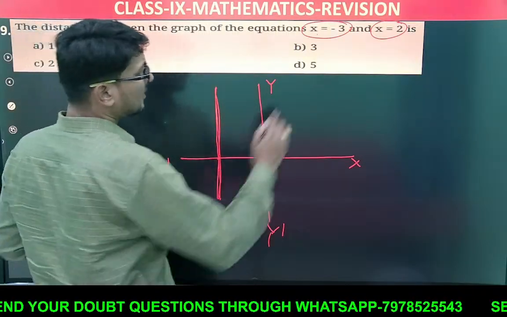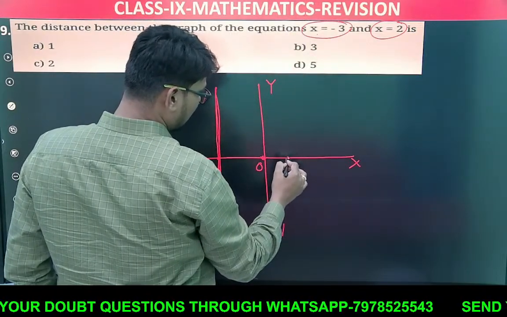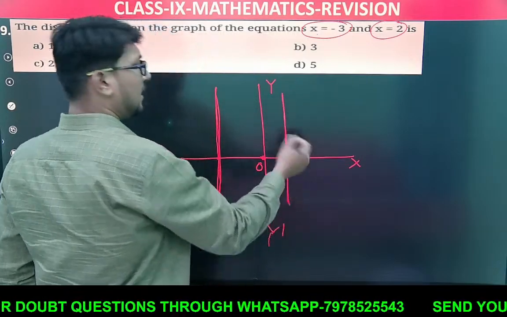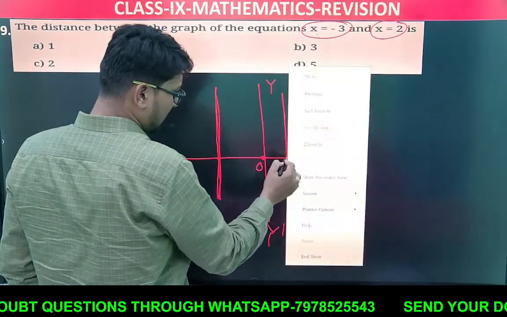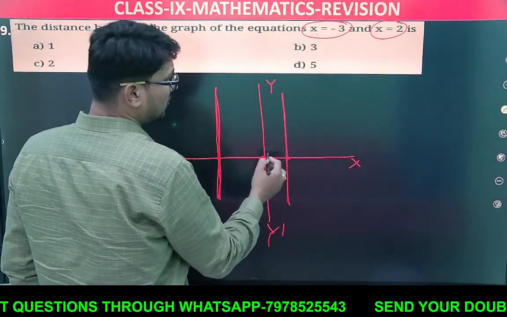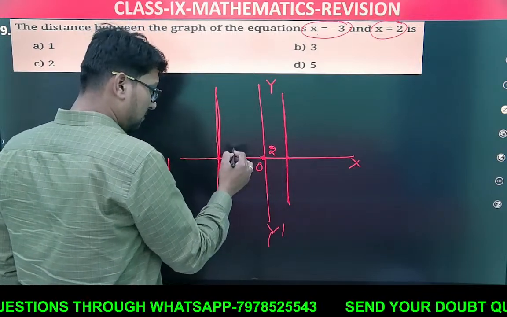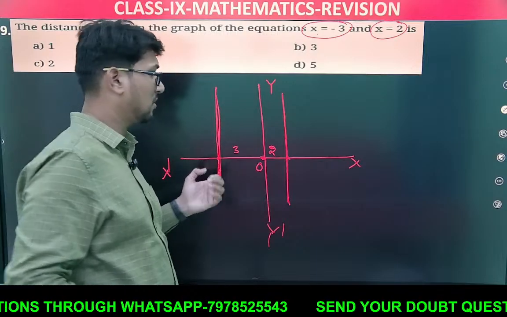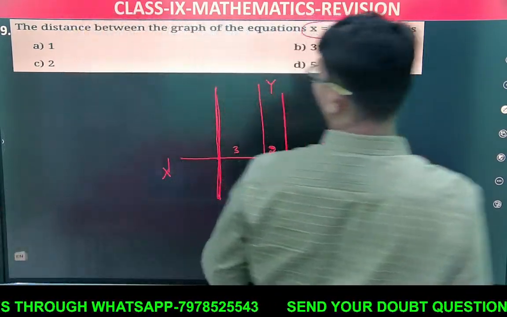Similarly, x is 2. x equals 2 means x might be here, right? It is also parallel because x is constant. When x is constant, it is parallel to the y-axis. How far is this line from the origin? 2 unit. This is 2 unit from origin, and this is 3 unit from origin, but in the negative direction. So now what is the distance between these two lines? 3 plus 2, 5 unit.